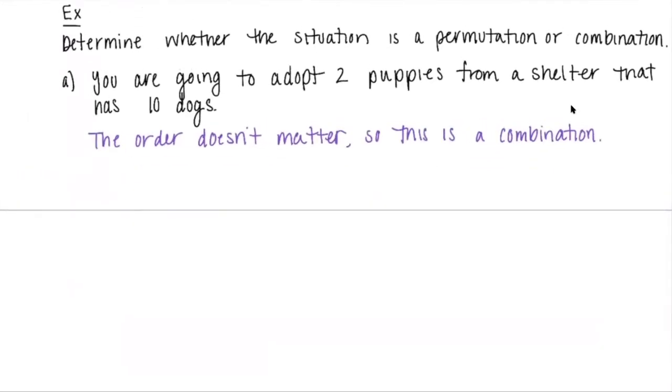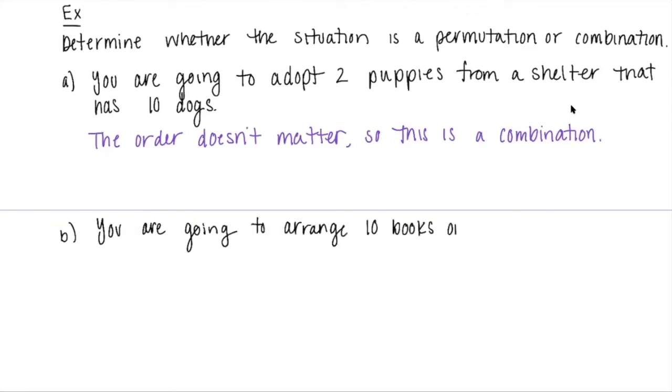If I consider a second example, where we're going to arrange 10 books on a shelf, if I want to count the number of ways I can do this particular situation, the order of those books does matter. If I put the history book first versus the sci-fi book first, that creates a different arrangement. So the order matters. So this is a permutation.